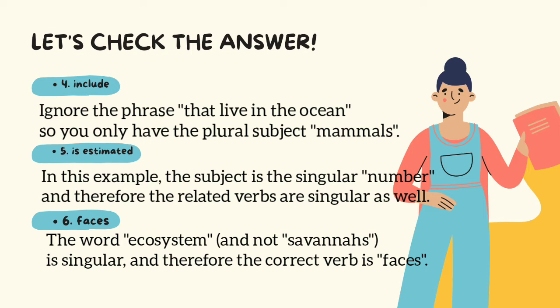So the fifth number, the answer is estimate. Why? Because in this example, the subject is the singular number, and therefore the related verb is singular as well. In the sixth number, the answer is vast. Why? Because the word ecosystem, and not savannas, is singular, and therefore the correct verb is vast.